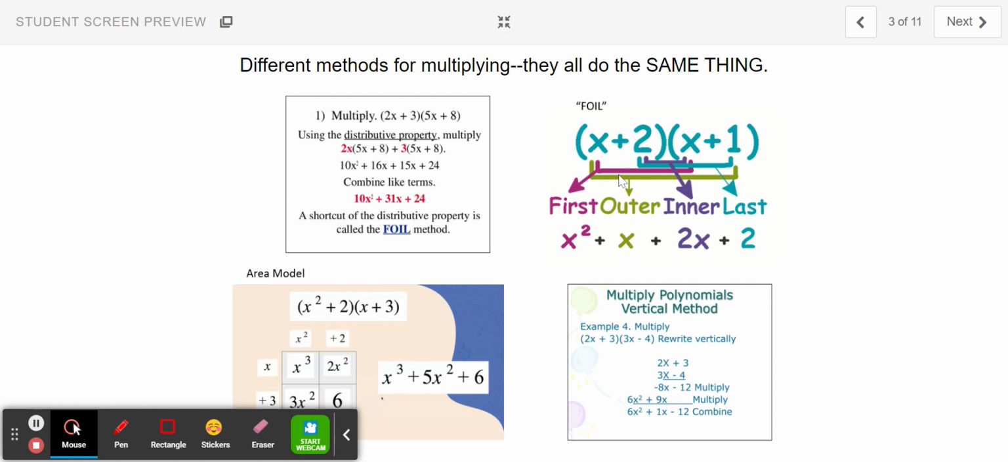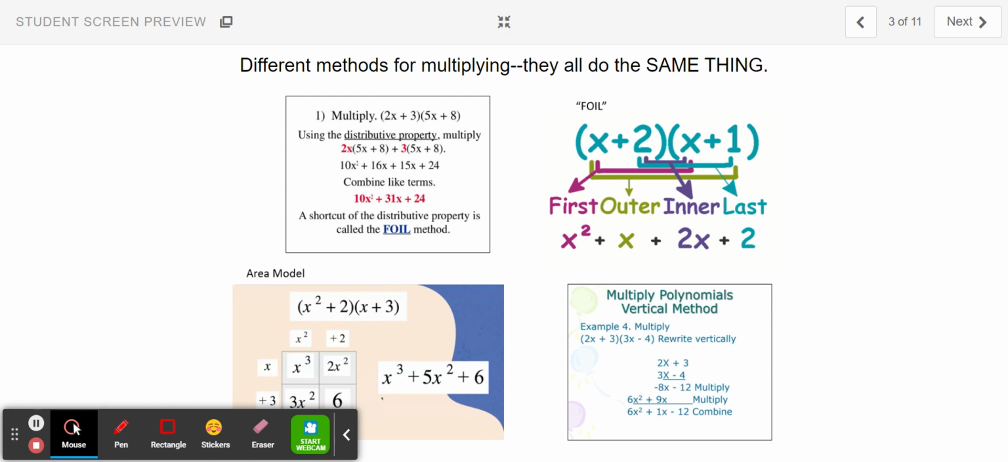The distributive property and FOIL, as you may have learned it, are really the same thing. FOIL is just an acronym to help you remember to multiply all of the pieces, but using the distributive property, notice they took this first polynomial 2x plus 3 and broke it up into 2x and 3 and multiplied each one by 5x plus 8. That's one way to do that. FOIL, like I said, is just a shortcut, stands for first, outer, inner, last. And then some people like to line them up vertically and just multiply like you would multiply anything else.